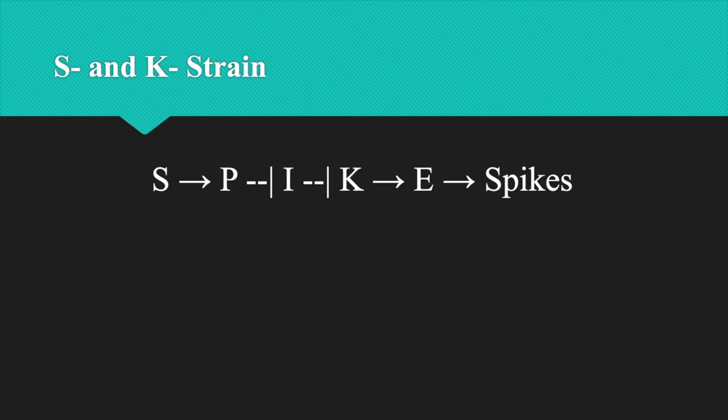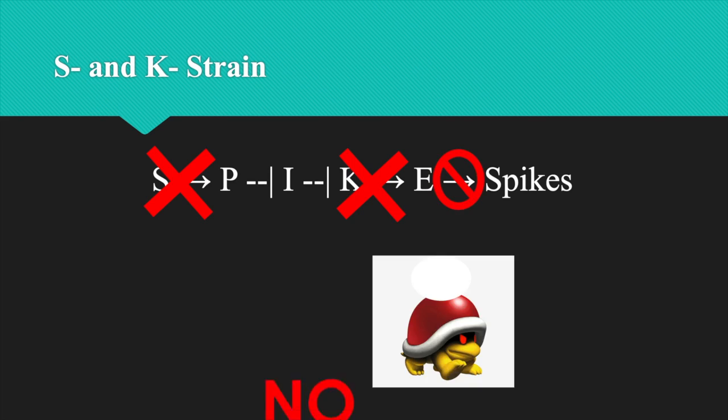And finally, let's take a look at one more example. In this example, the S is missing and the K is also missing. Again, we're going to be looking at the second one closer to our end product. If K is not there, that means that K cannot promote E, which means that we will simply have no spikes.